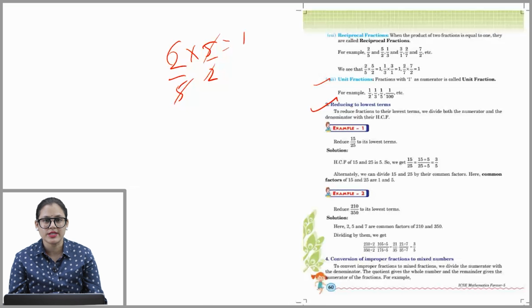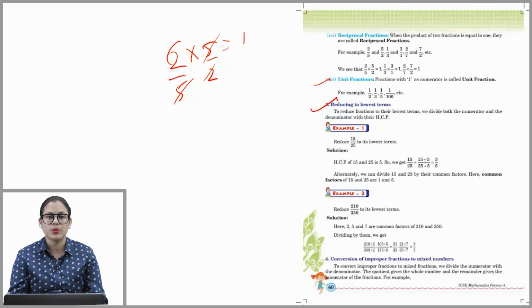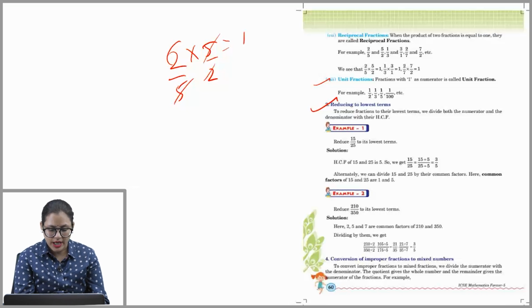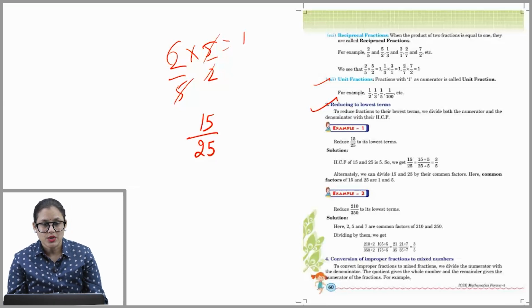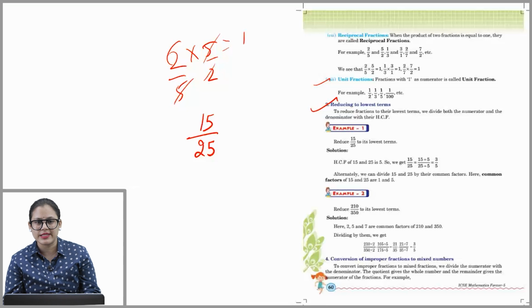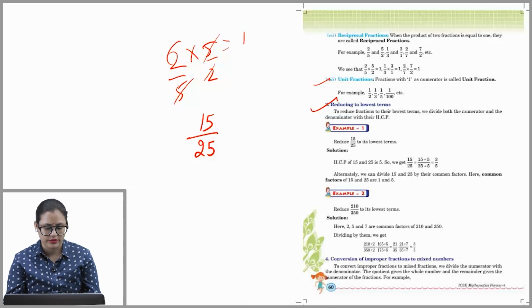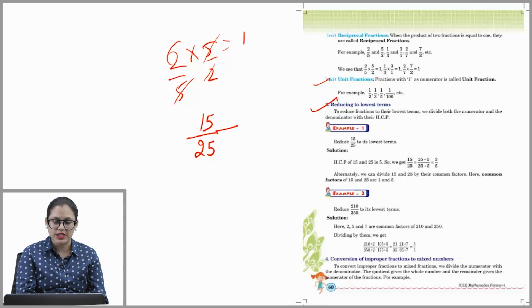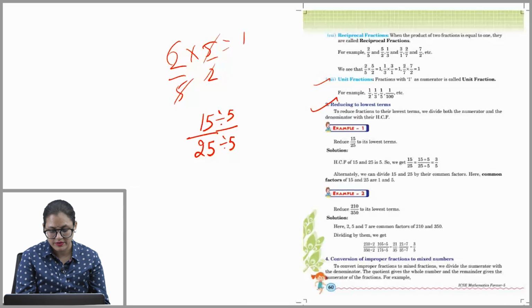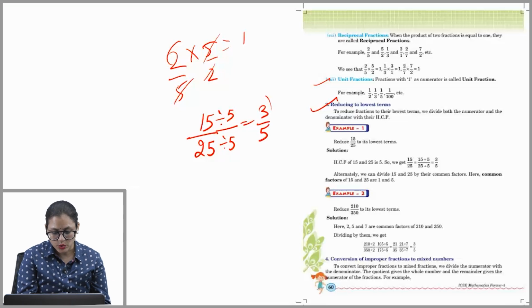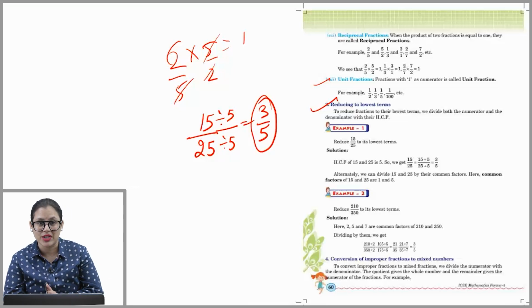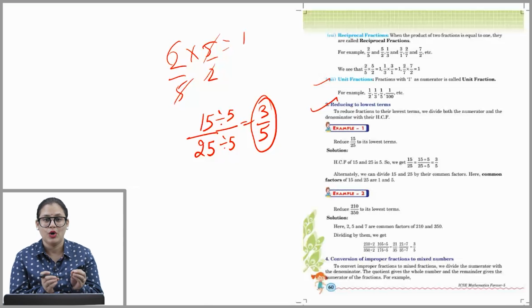To reduce fractions to their lowest terms, we divide both the numerator and the denominator by their HCF. Example, we have to reduce 15 by 25 to its lowest term. So first, what will you do? You will find the HCF of 15 and 25. The HCF of 15 and 25 is 5. That means you will divide 15 and 25 both by 5. Then you will get 3 by 5. So 3 by 5 is the lowest term of 15 by 25.